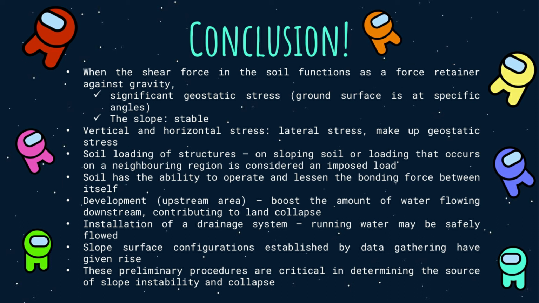Apart from the soil stress component, whether vertical or horizontal, the hot and humid environment in Malaysia adds to soil collapse.